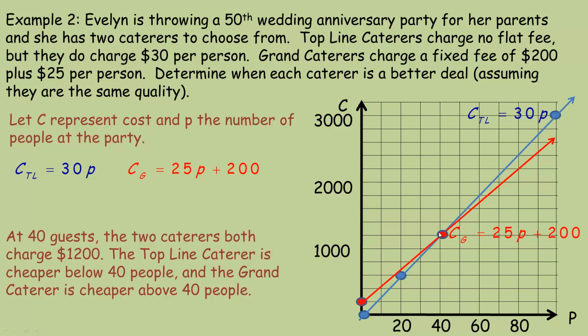Now remember they're the same here, and so after 40 people, the red one, the grand caterer, is cheaper, and that's because after they have the same cost, see, every additional person here is only $25, whereas every additional person here is $30. So, like, after 40, this one's actually $5 per person cheaper, so that's why the grand caterer is cheaper after 40 people. So there's an application of solving a system of equations with graphing, and that's the end of the video.